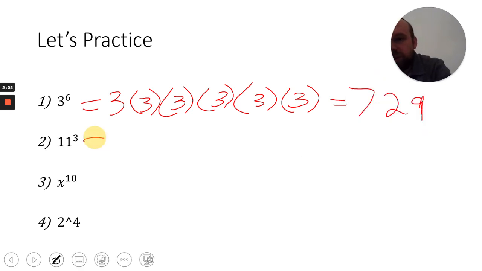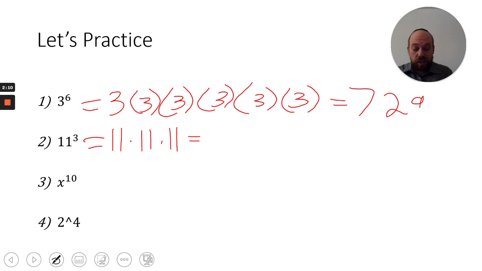The next one, that will be 11 times 11 times 11. So that's 11 to the third power, or 11 cubed. Second power is also called squared. So it's 11 to the third power, so 11 times 11 times 11 is 1,331.